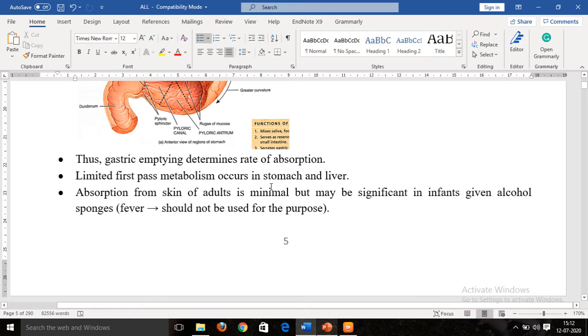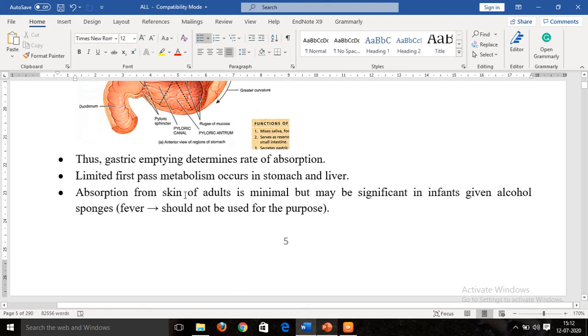So in the stomach itself, it may start getting metabolized, or through the portal vein it may go to the liver, and over there it may start getting metabolized before it could enter the systemic circulation. But it is of limited value. It is not of great value. That is, much first pass metabolism may not take place. Then coming to the absorption from the skin.